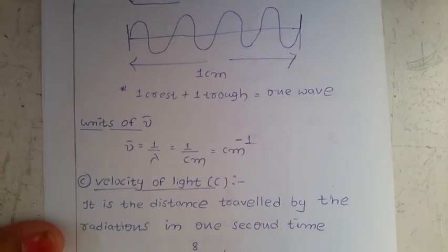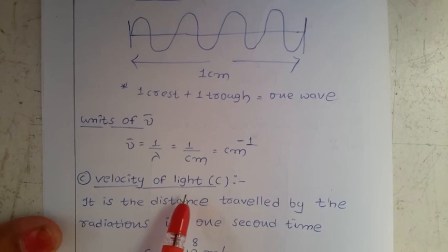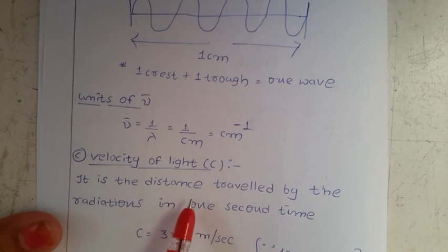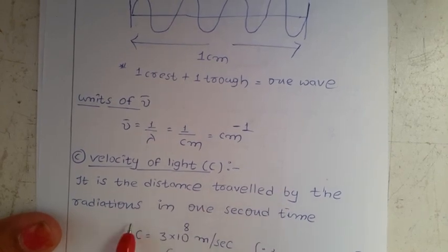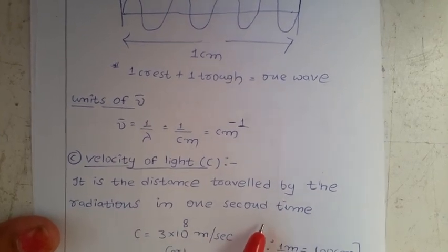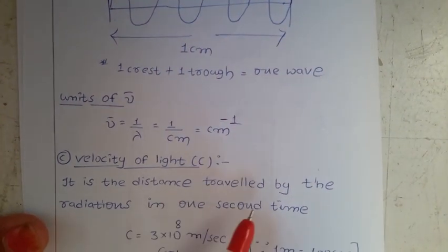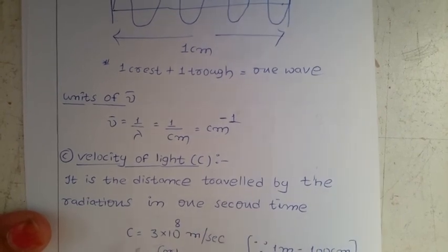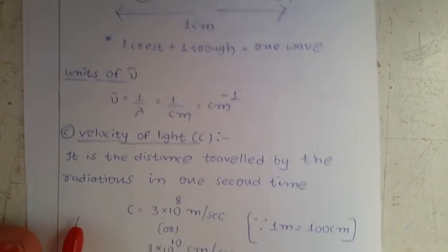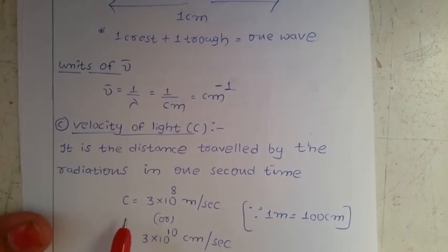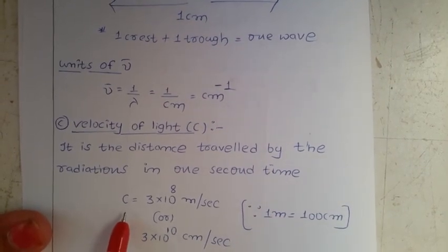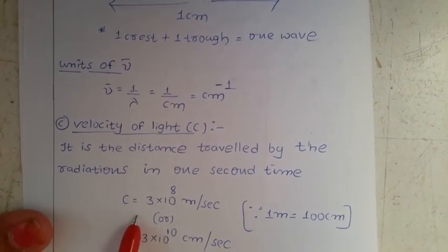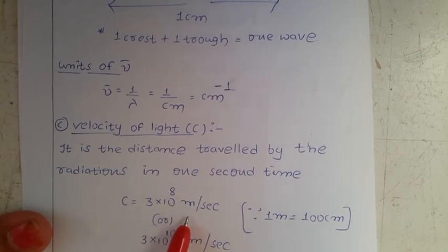Next, we have the velocity of light. The symbol of this is C. How can you define it? It is the distance traveled by the radiation in 1 second time. Now this is a constant value. While doing problems, they won't mention it, so we have to remember this value by default: C equal to 3 into 10 to the power of 8 meter per second.